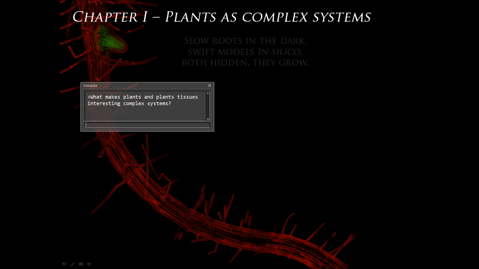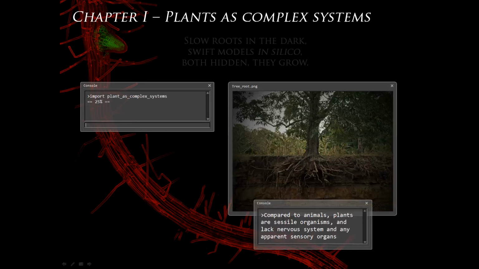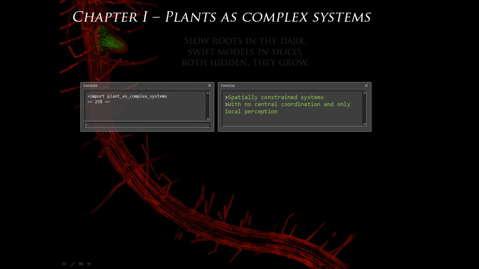What actually makes plants and plant tissue interesting complex systems? Well, we could try to lower information on that. Compared to animals, plants are sessile organisms and they lack any kind of nervous system and any kind of apparent sensory organs. So they may appear a bit simple at first glance, but we could basically abstract them as spatially constrained systems with no central coordination and only local limited perception.